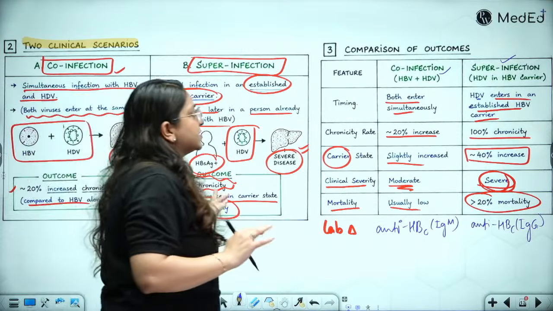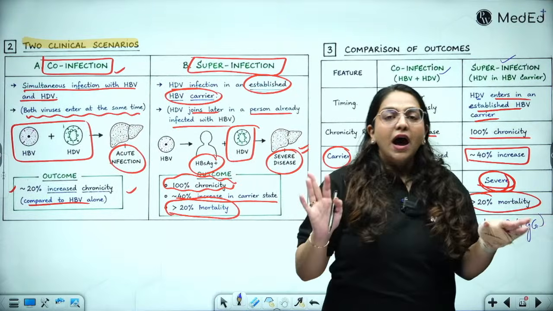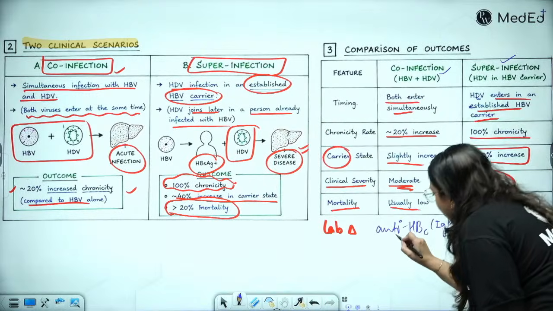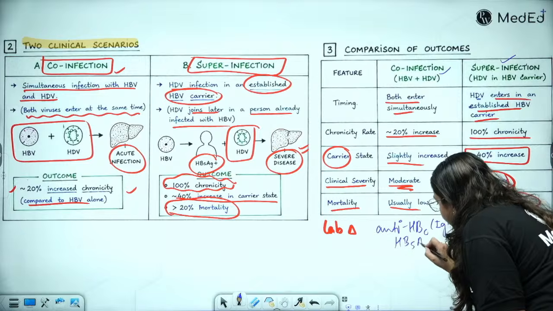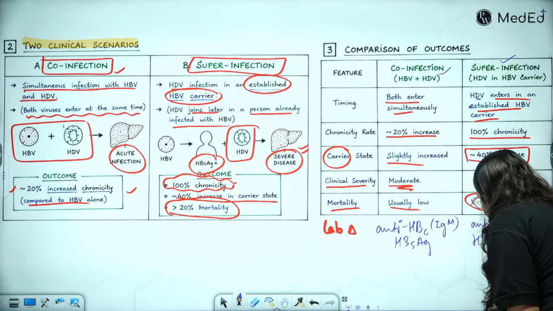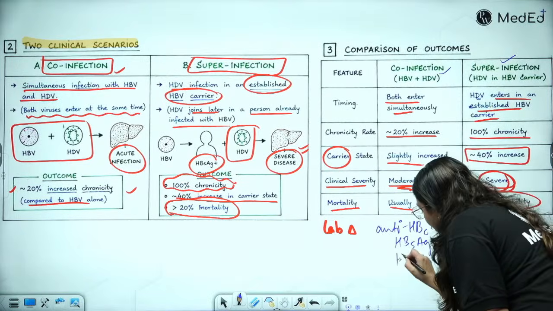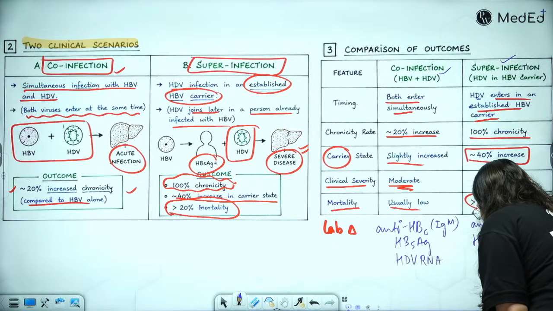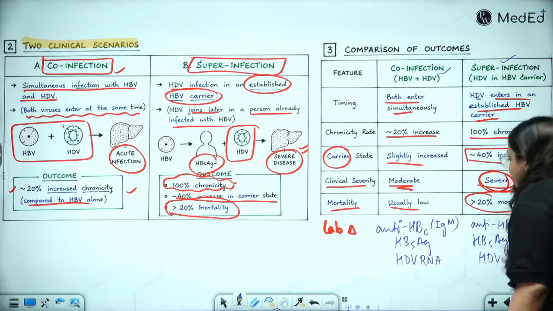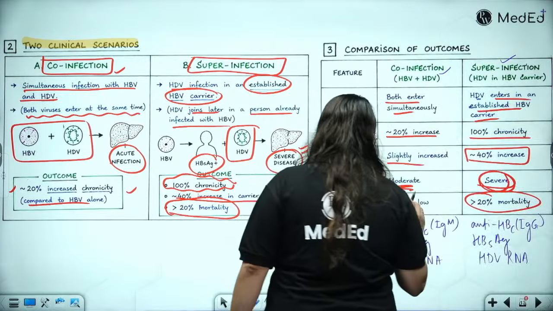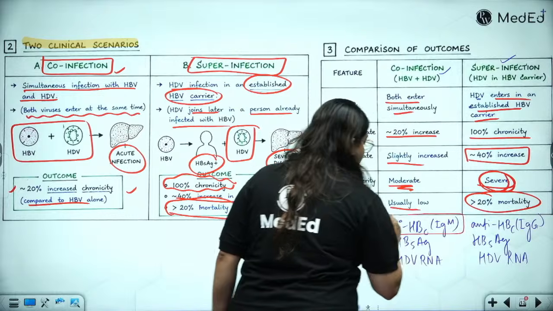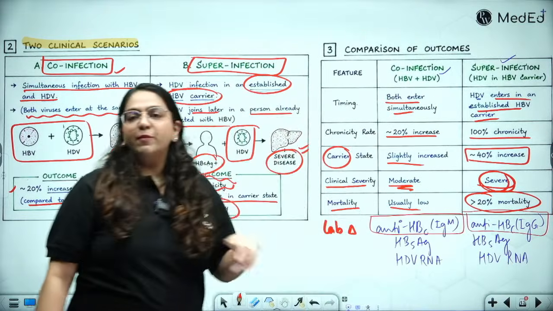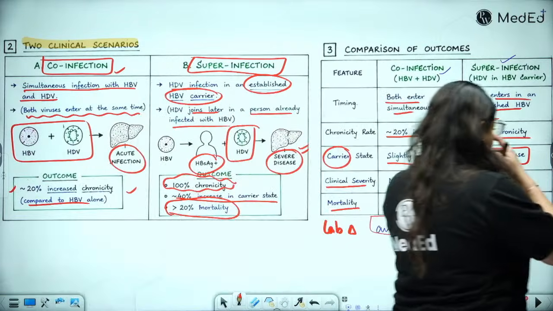Of course, all other things are going to be commonly high. So this will also have hepatitis B surface antigen. Yes, this will also have hepatitis D virus RNA. But the thing which differentiates the two is this: here it will be IgM type of anti-HBc, here it will be IgG type of anti-HBc. Okay, please include this also.